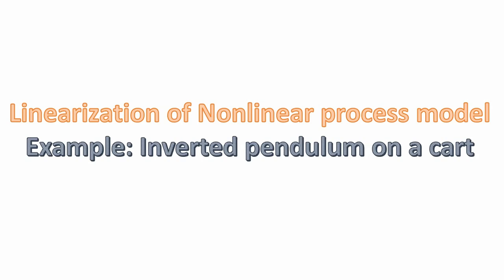In this video, we will look at an example of how we can linearize a nonlinear process model. To give you an example, I will take the case study of the inverted pendulum on a cart. The description of the inverted pendulum on the cart is available in the previous videos. So if you haven't seen it, please look at that video before proceeding. In this video, I will give you a detailed example of how we can linearize a nonlinear process model.